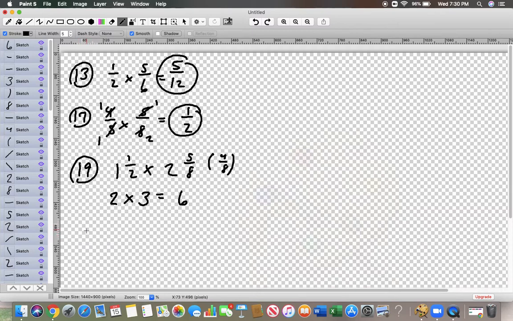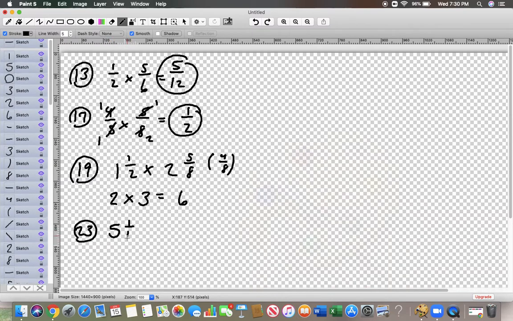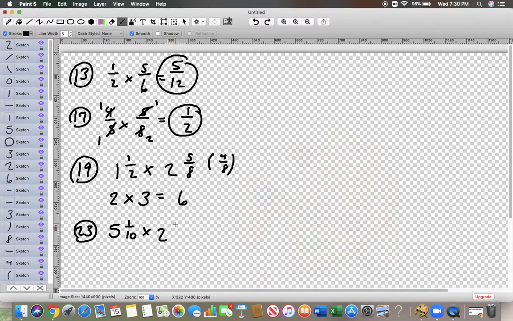Let's do number 23. This is 5 and 1/10 times 2 and 3/4. So let's round 5 and 1/10. Well, that one stays at 5. 2 and 3/4. 3/4 is past the halfway mark, so we're going to round that up to 3. My estimated answer is 15.